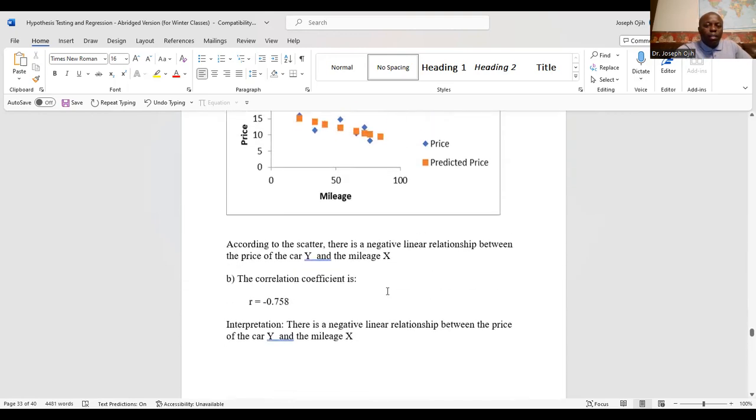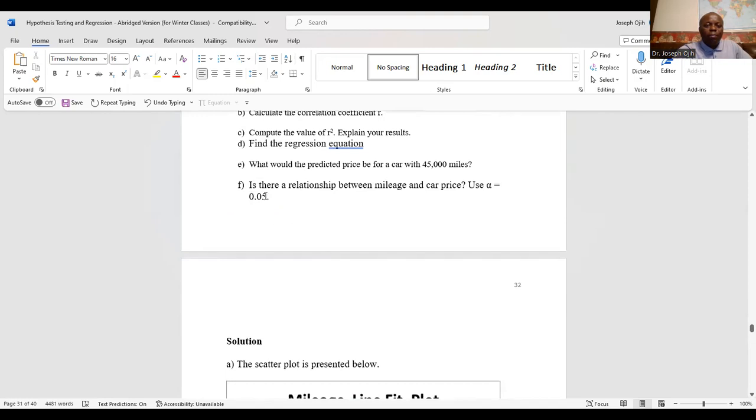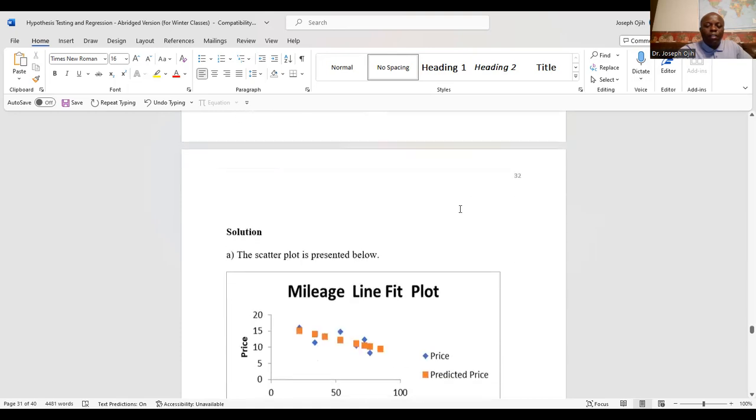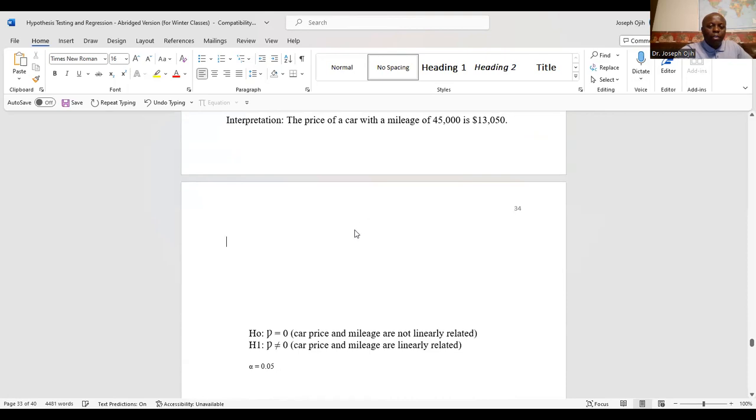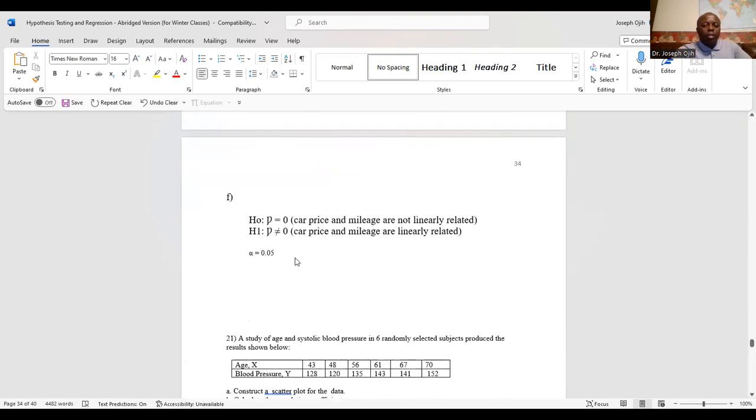Now, the last part of that question: is there a relationship between the mileage and car price? Use alpha 0.05. First of all, you state the hypothesis. That's part F. This is how we state it. H0: rho is equal to 0. That means the car price and mileage are not linearly related. And H1: rho is not equal to 0. That means they are linearly related.